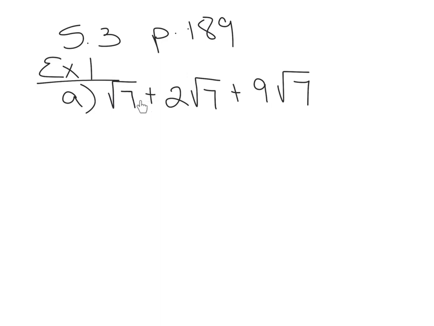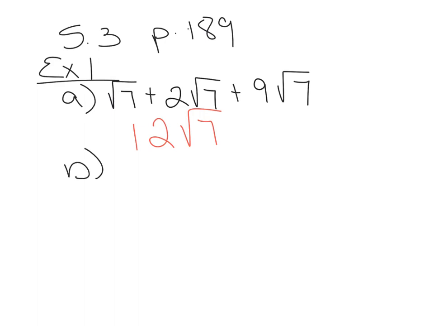If this was a square root of 5 or a square root of 6, you wouldn't be able to add it to any of these others. When you add them, you only have to add the coefficients in front. So this has the invisible 1, and this has a 2, this has a 9. They all have a square root of 7, so I'm going to add all three of them together. 1 plus 2 plus 9, that's 12. So the coefficient is going to be 12, and the radical stays the same.